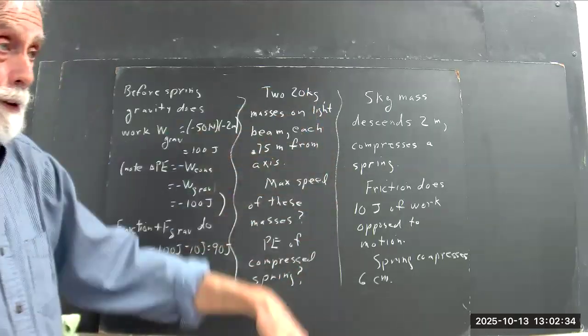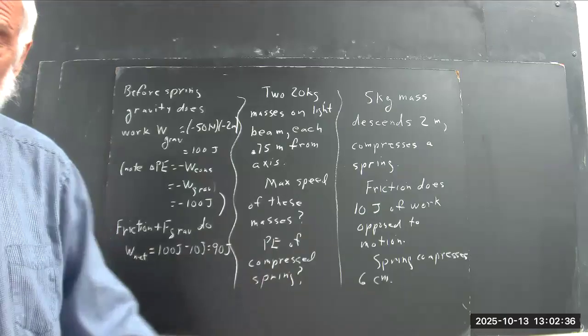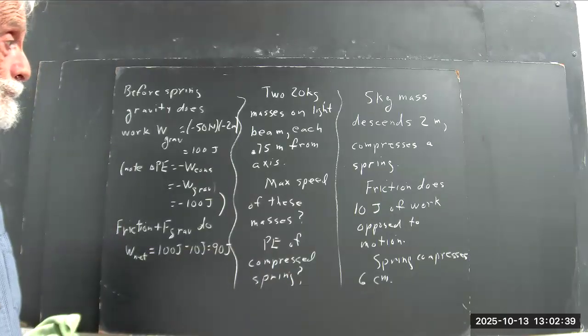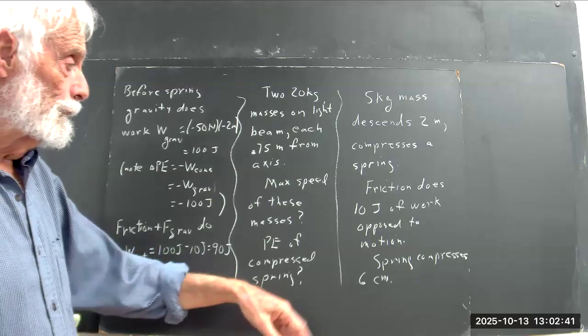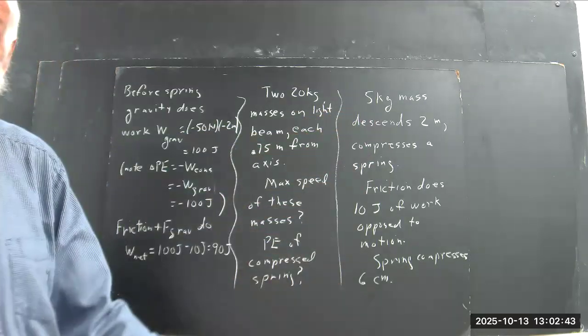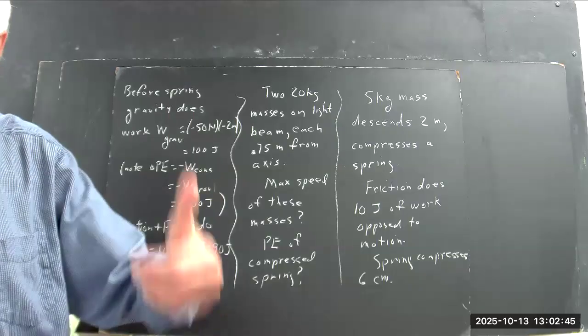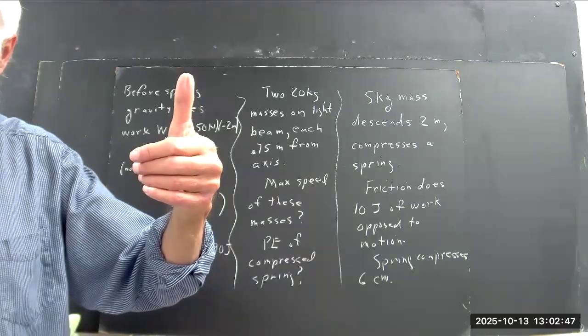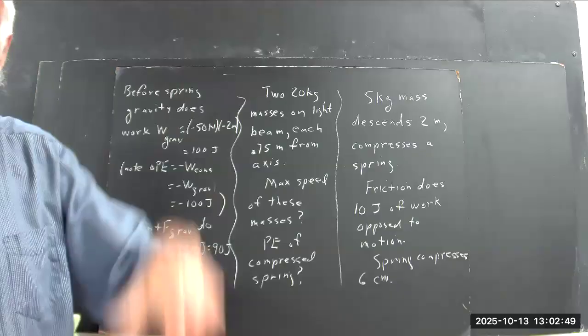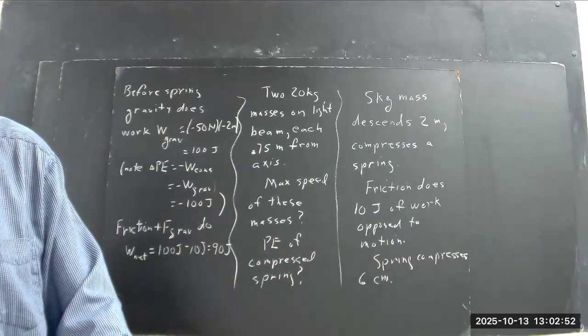10 joules over -2 meters, which is -5. I'm sorry. It's -10 joules over -2 meters, which is 5 newtons upward. You know it's upward because it's in the direction opposite motion.